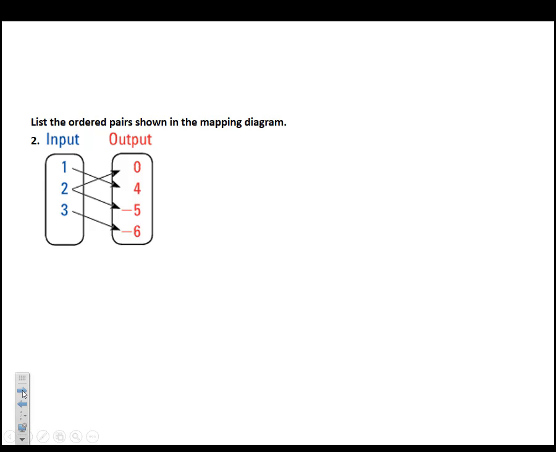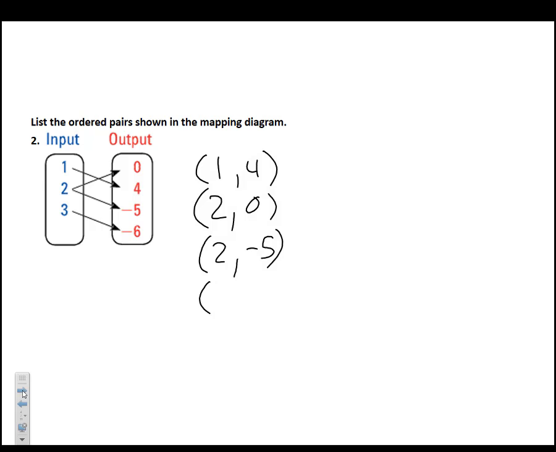So again, we have a relationship that pairs some inputs with some outputs. And so our first ordered pair, following the arrow with 1, is 4. And then our next one, going from 2, now there's 2 arrows coming from 2, so we're going to list them both. The first one it pairs with 0, and the second one it pairs with -5. And then our last ordered pair from this mapping diagram is 3 and -6.